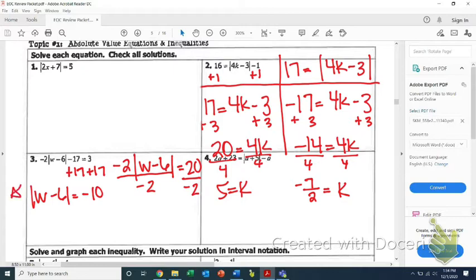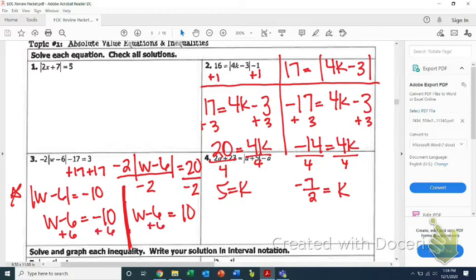So just like before, using this absolute value equation, we get two new equations. w minus 6 equals negative 10, and w minus 6 equals positive 10. When you add 6 to both sides for both equations, for one of them you get w equals 16, and the other you get w equals negative 4.